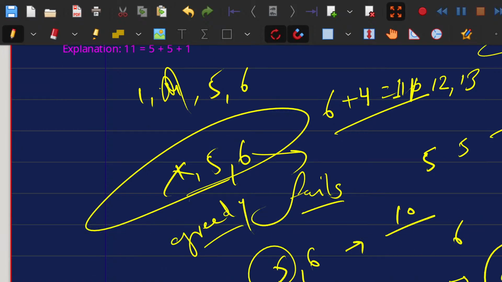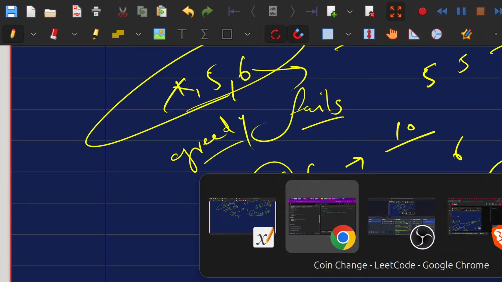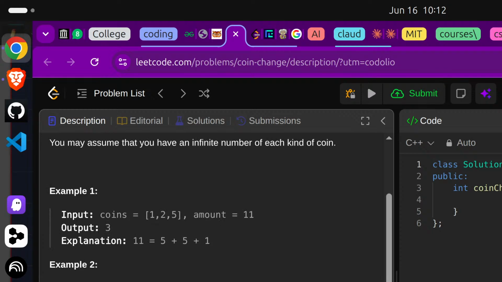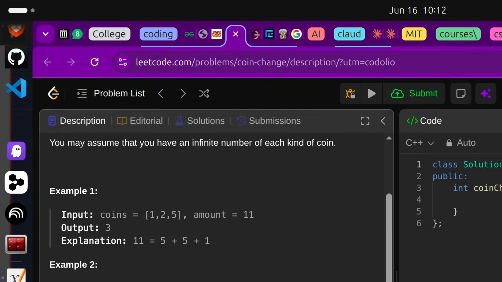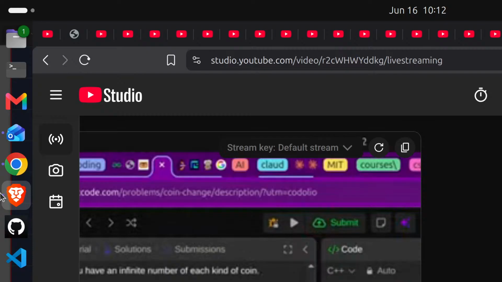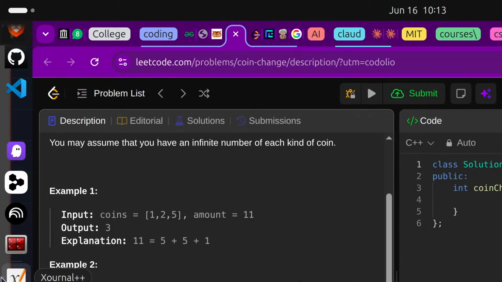Because there is no specification whether one is always present or not, we can't assume that one is present. If one is there, then greedy can work because it will always make up the amount. Okay, so without one we are finding, right?